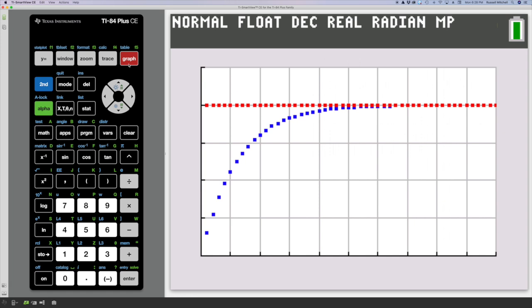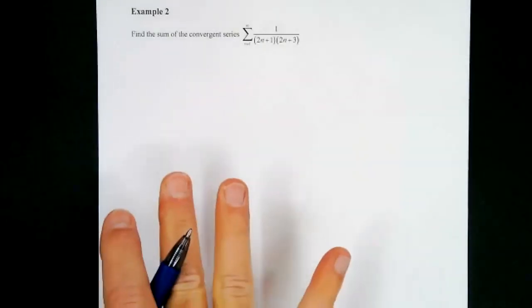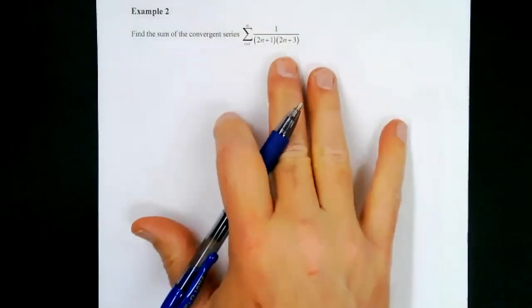Okay, so that's what I want you to do. If they ask you to graph it, I don't want you to necessarily graph it by hand. I just want you to know how to use technology and graph the sequence and see that it's converging to something. All right.